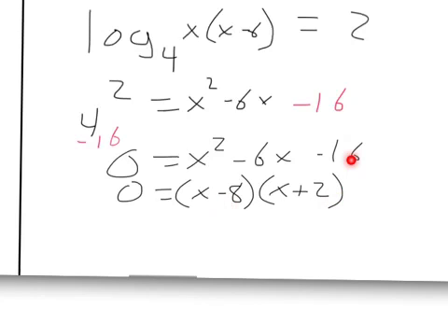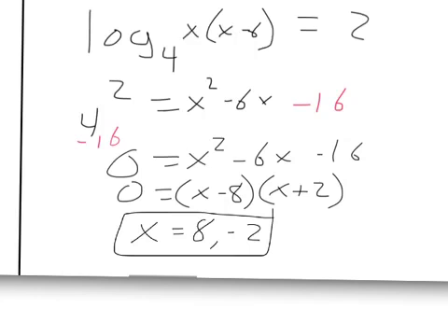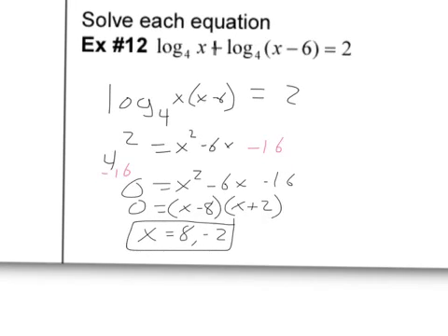Does negative 8 times 2 equal negative 16? Yes. Negative 8 plus 2 equals negative 6? Yes. Therefore, x equals 8 and negative 2. All right, the only thing is you can't really have negatives inside logs. If we take this negative 2 and plug it back into log base 4 of x, we would get undefined. So we can't have negatives in logs, so we could go ahead and just eliminate that as an answer. And the real only answer here is that x equals 8. Okay.